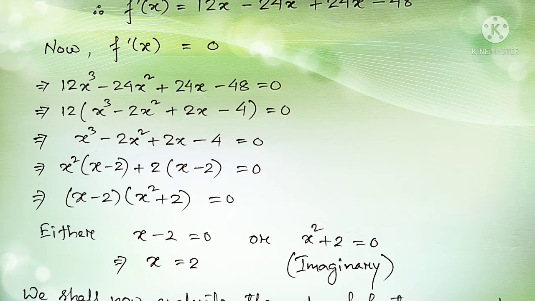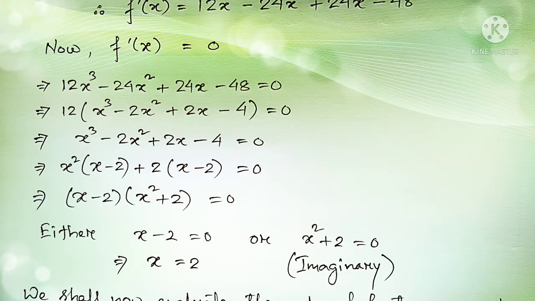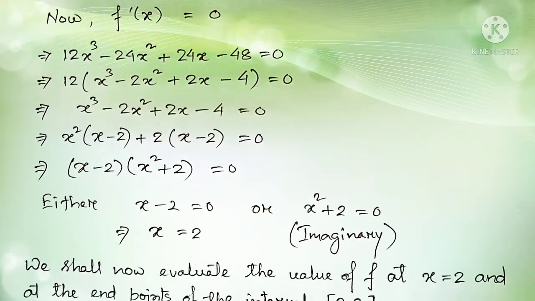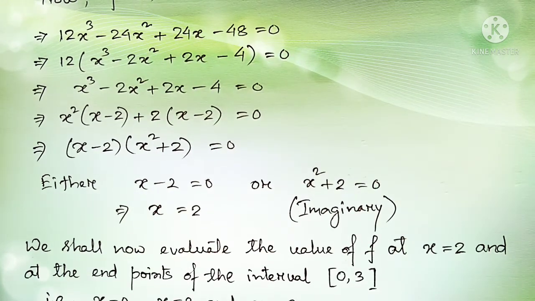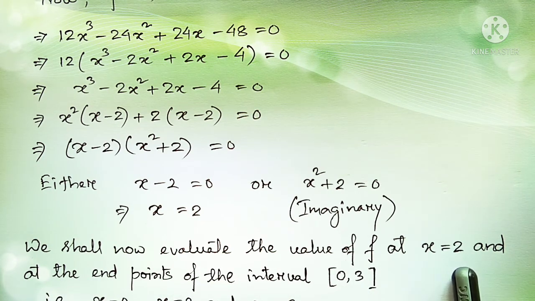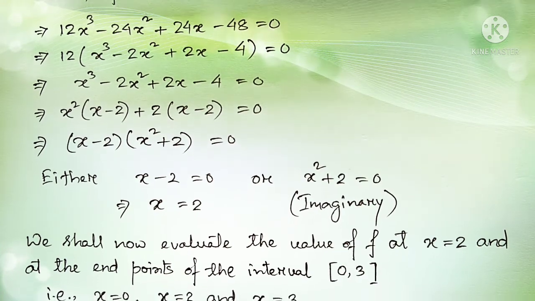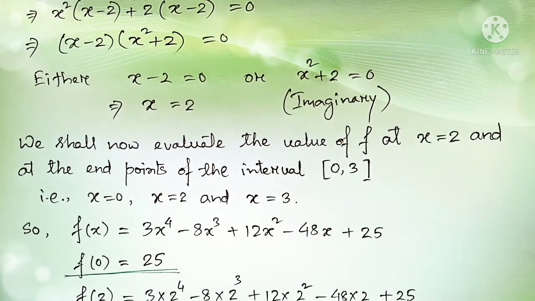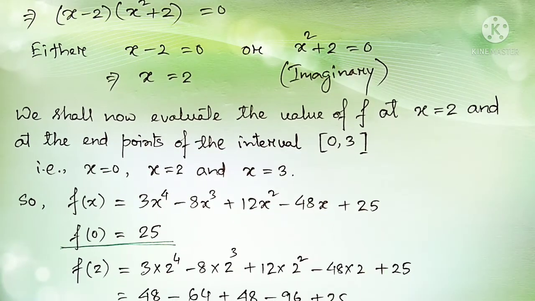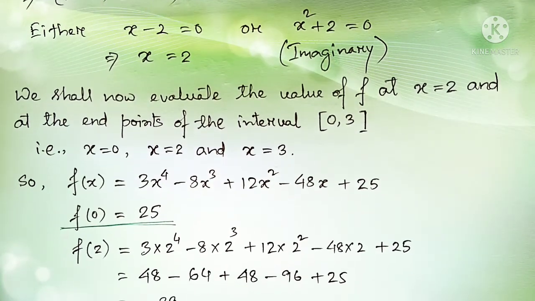Is it clear? Okay, now after finding the critical points, we include the end points, which are 0 and 3. That's why it is written that we shall now evaluate the value of f at x equal to 2, that means the critical point, and at the end points of the interval, 0 and 3. So we have to take these points: x equal to 0, x equal to 2 and x equal to 3. Is it clear?